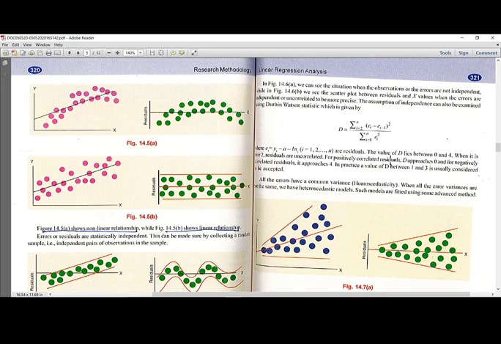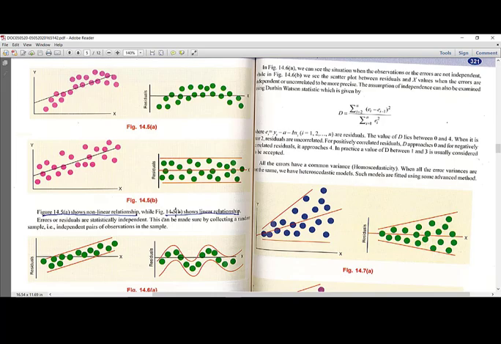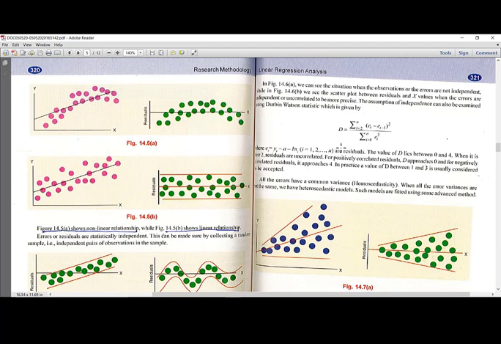And as I said, this figure 14.6b, we see that the scatter plot between residuals and x values when the errors are independent or uncorrelated, to be more precise. The assumption of independence can also be examined using Durbin-Watson statistic, which is given by d equal to sigma i equal to 2 to n (e_i minus e_(i-1)) whole square by sigma i equal to 1 to n e_i square, where e_i is y_i minus a minus b x_i, are residuals.